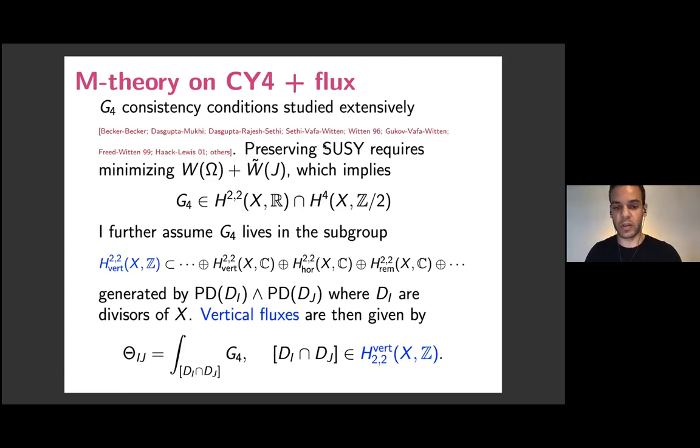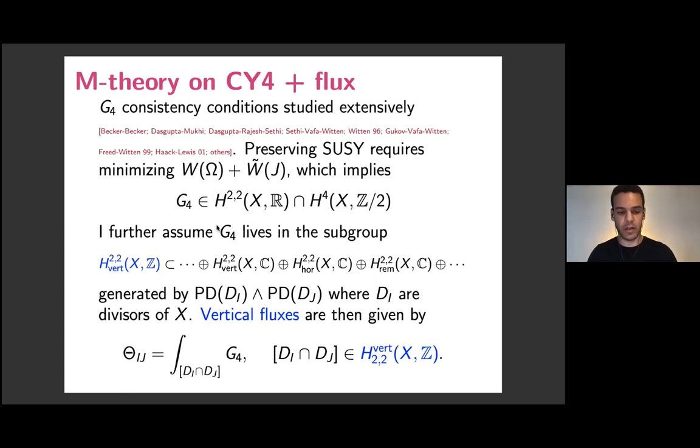Rather, I'm just going to focus today on one of the conditions that's necessary to preserve supersymmetry, which entails minimizing the Gukov-Vafa-Witten superpotential and so-called twisted superpotential. And one of the upshots of minimizing this sum of potentials is that G is forced to live inside of the (2,2) cohomology subgroup, which I'll denote by H^{2,2}.